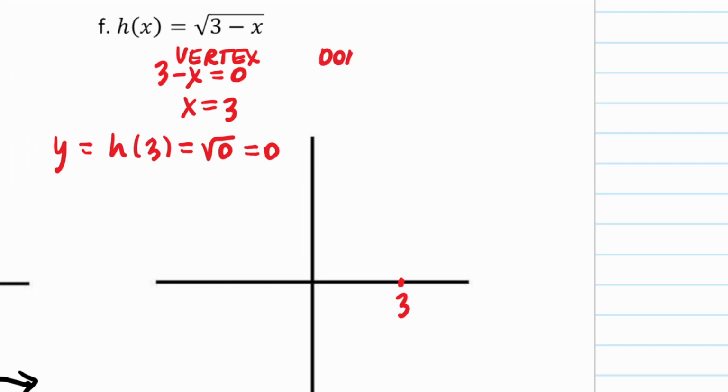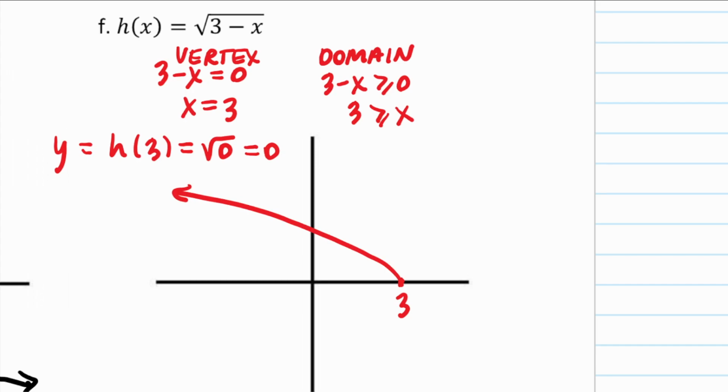But if I consider the domain of this thing, the square root function, I've got to put in a number that's greater than or equal to 0. And I could subtract 3 and divide by negative 1, which would reverse the direction of the inequality, but I could just add x to both sides, and I'd get x is less than or equal to 3. So what's going to happen here is the graph is going to open up back that way.